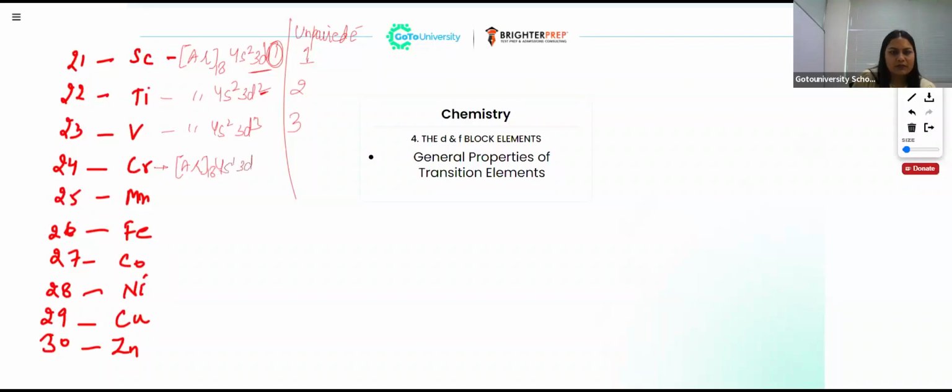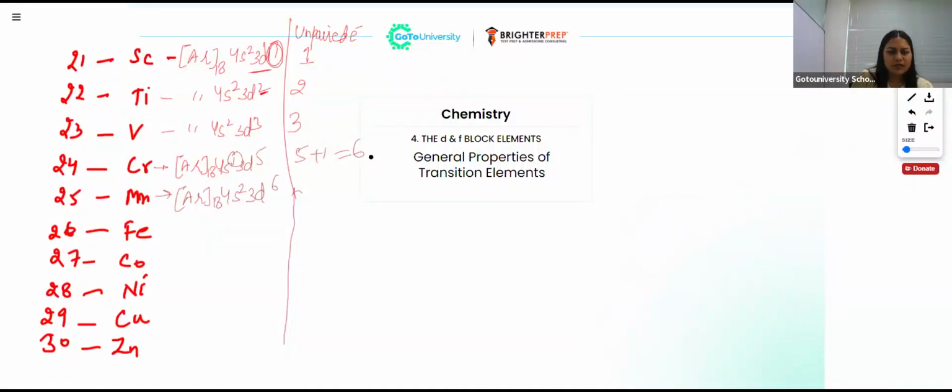4s1 and 3d5. How many unpaired electrons do you see here? 5 in d orbital and 1 in s orbital, right? 6. All right. Now, for manganese, we have the configuration argon 18, 4s2 and 3d6.